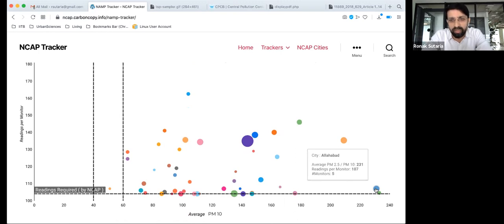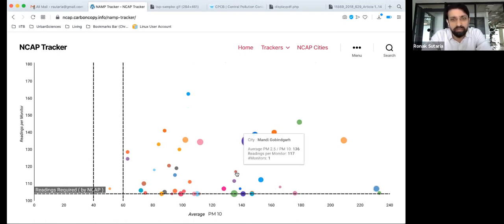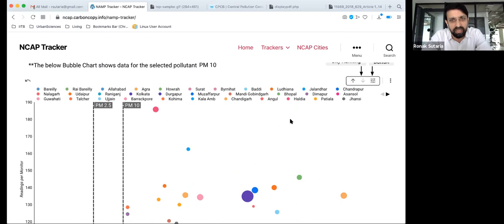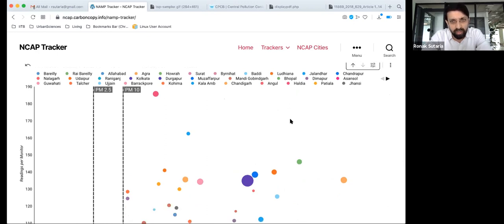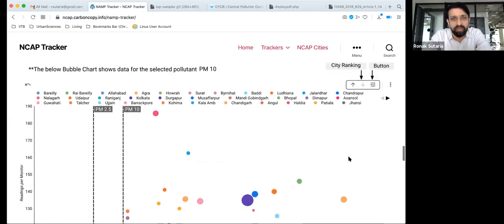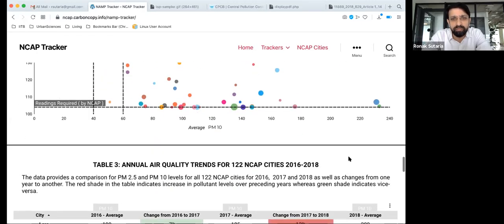So Allahabad, at 231, is a significant problem with a reasonable sized monitoring network. This is particularly useful for local media who are reporting at the city level, so they can quickly zoom in on their own city and find out where it is vis-a-vis some of the other cities in the state. So this is the second graph that you can get to see.